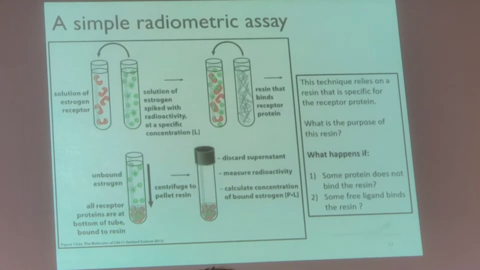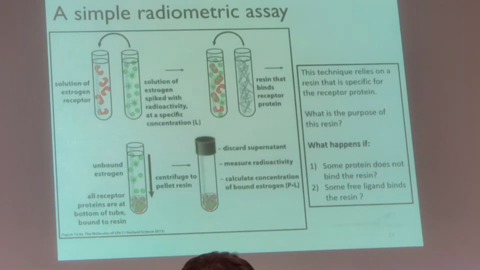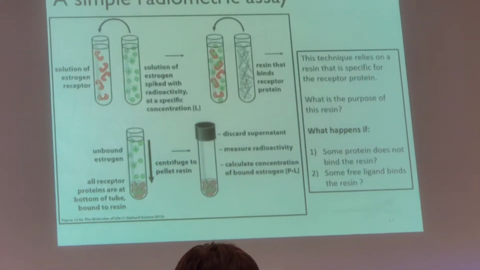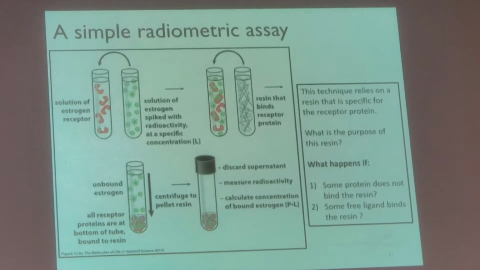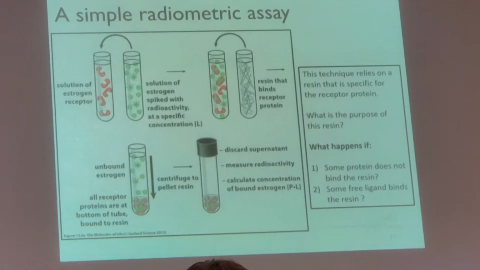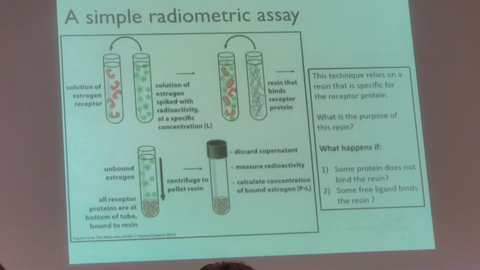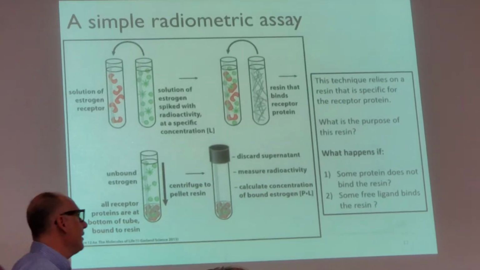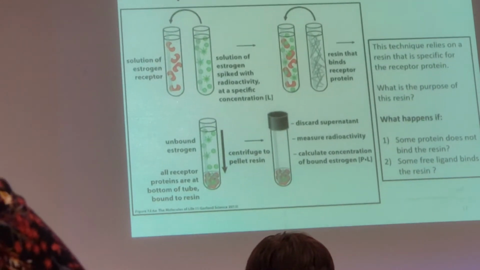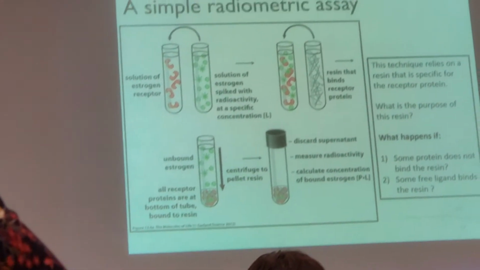Let's just say that the spike estrogen binds the resin all over the place. It will look like a lot of ligand is bound to the protein, even though it's not. It's just bound non-specifically to the resin. So those are particular things that we could worry about. I can measure radioactivity, and ultimately I could get some gauge of my protein. So that's ultimately how the experiment would work.